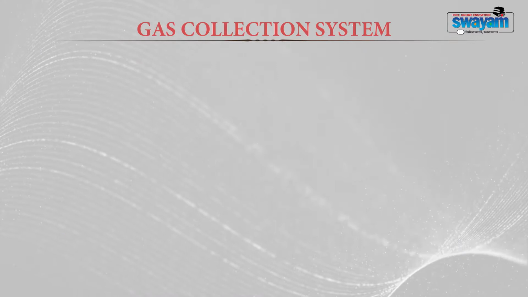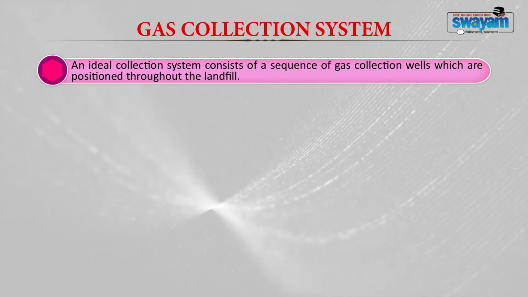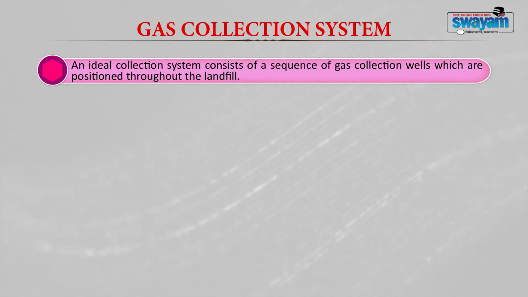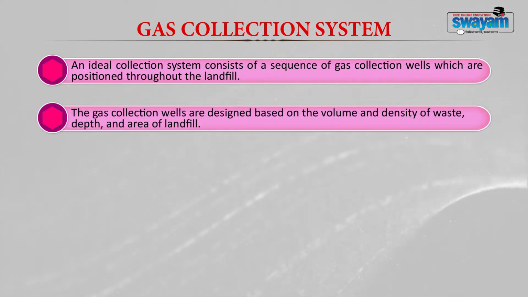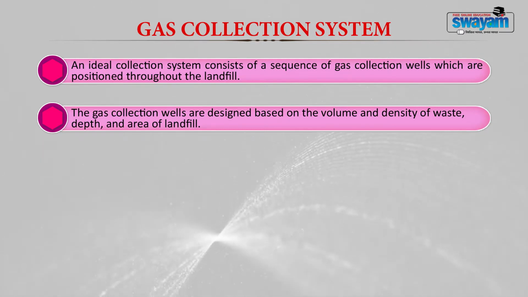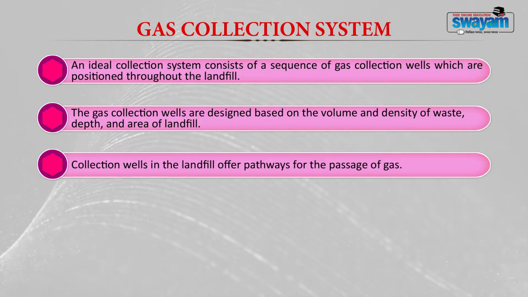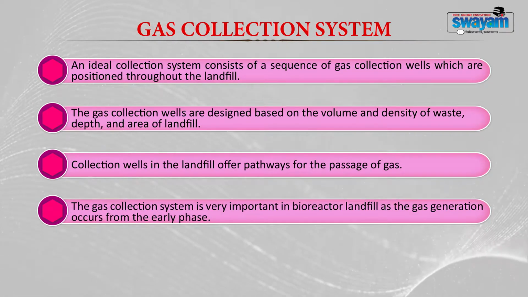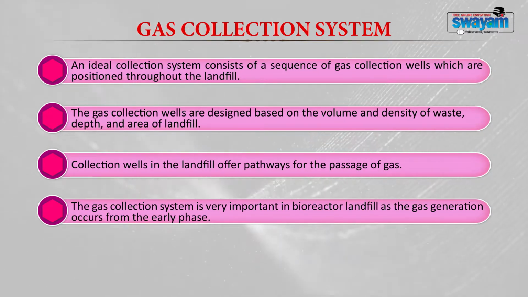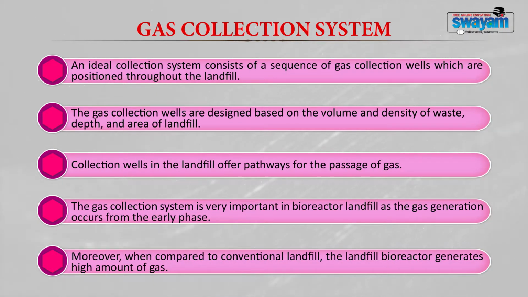The next component is your gas collection system. An ideal gas collection system generally consists of a sequence of gas collection wells which are positioned throughout the landfill bioreactor. They are generally designed based on the volume and density of waste, and the depth and area of the landfill. The wells are designed in a way that will facilitate easy passage of gas. The gas collection system is one of the important components in a landfill bioreactor, because the gas generation occurs in the early phase and a larger amount of gas is generated throughout the process.